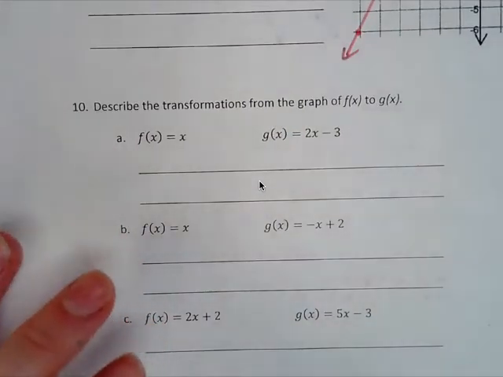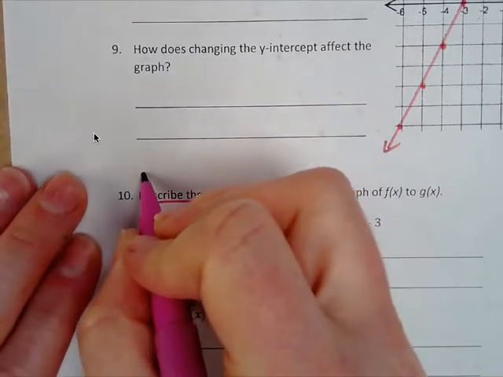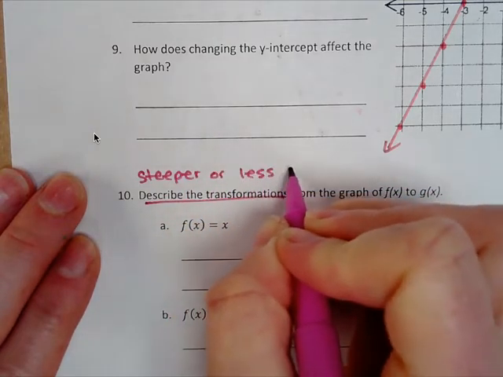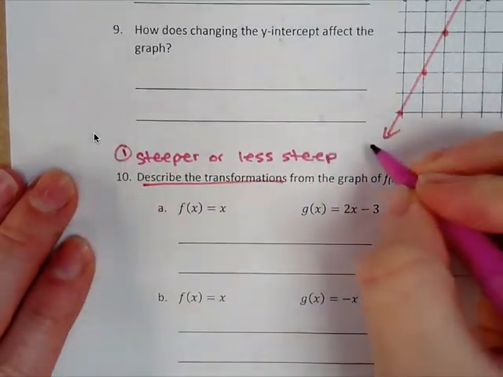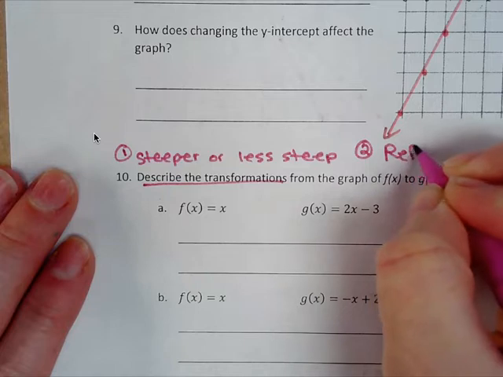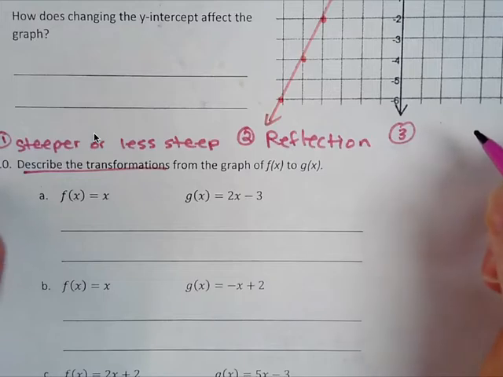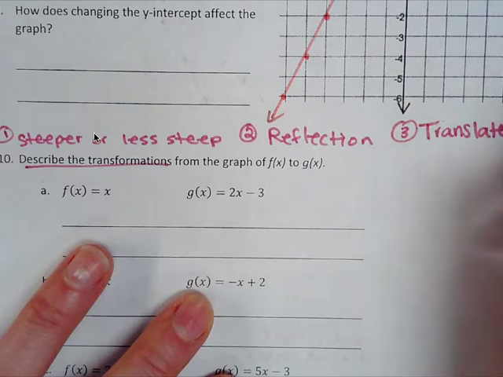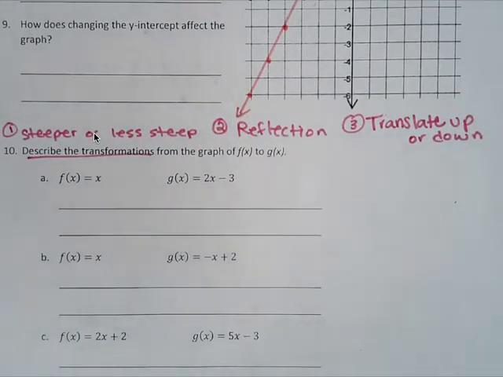We are going to look at the different transformations. To describe transformations, we're going to use the words steeper or less steep. So that's one. We could also use the word reflection. And then our third kind of transformation is translation, some kind of translate up or down. So those are the different kinds of ways that you can describe a transformation.